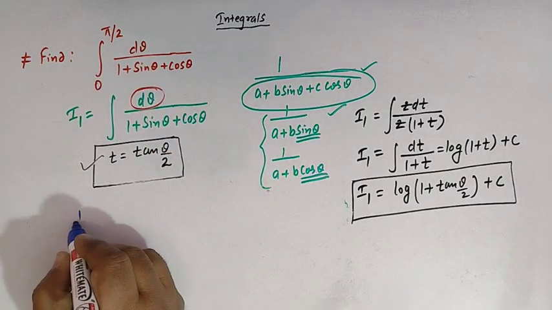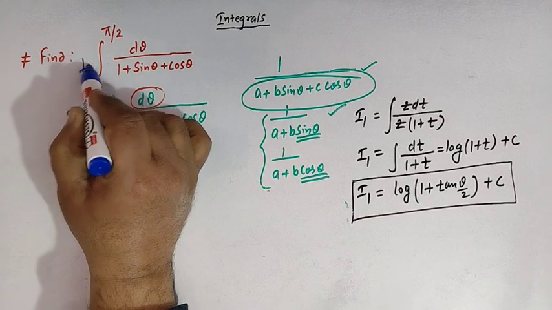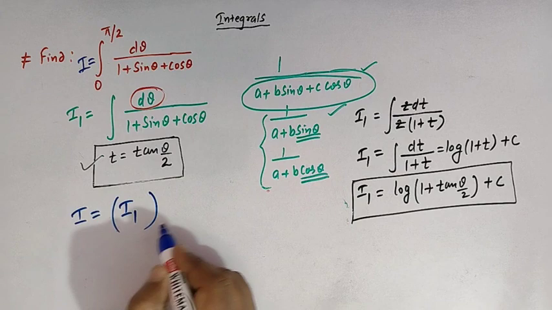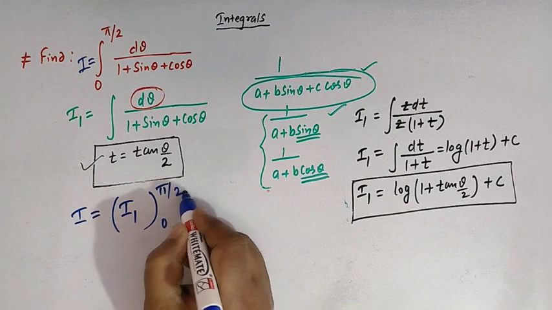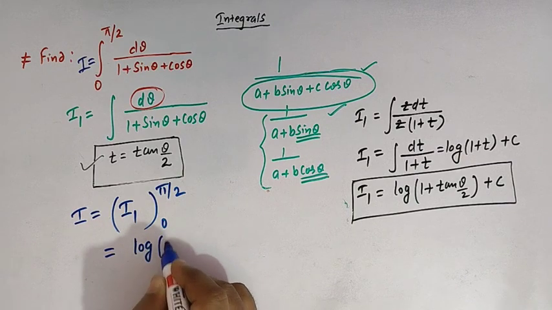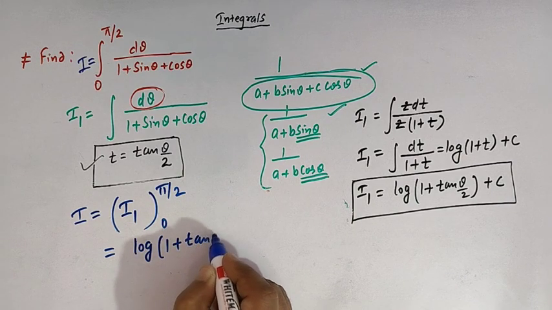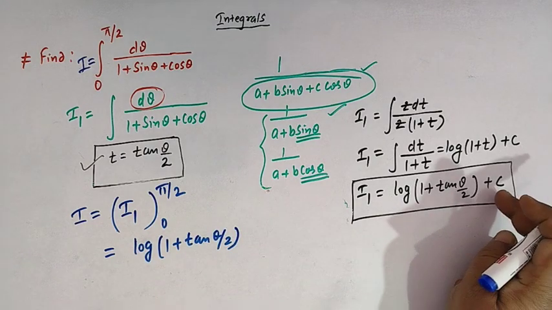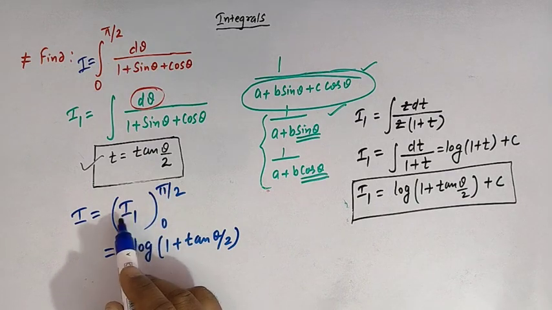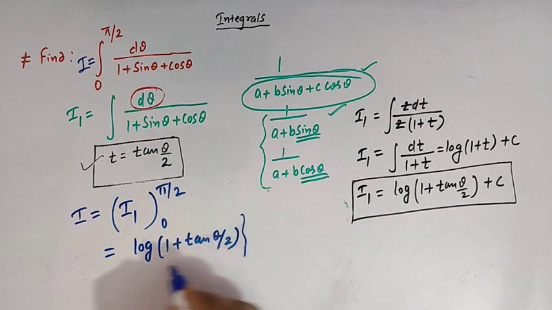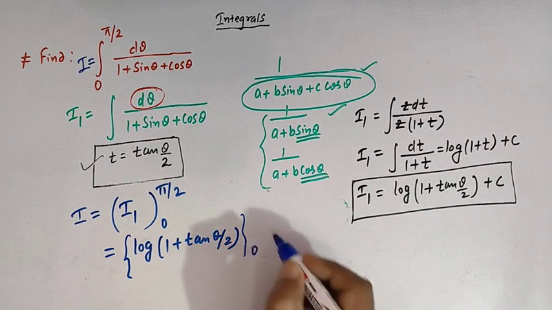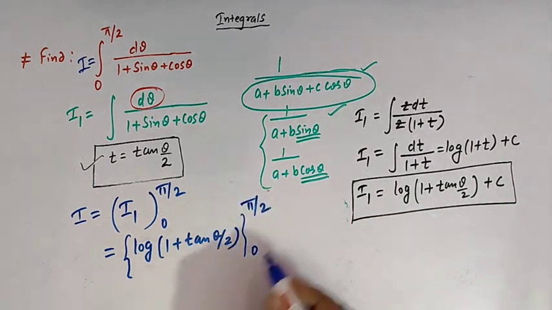So what we will do now, we can take this integral as I. So we can take I is equal to I1, and limits are from 0 to pi by 2. So I1 is log of 1 plus tan theta over 2, and here we can neglect this constant of integration, because once we substitute the limits, this constant of integration gets cancelled. So we have 0 to pi by 2.